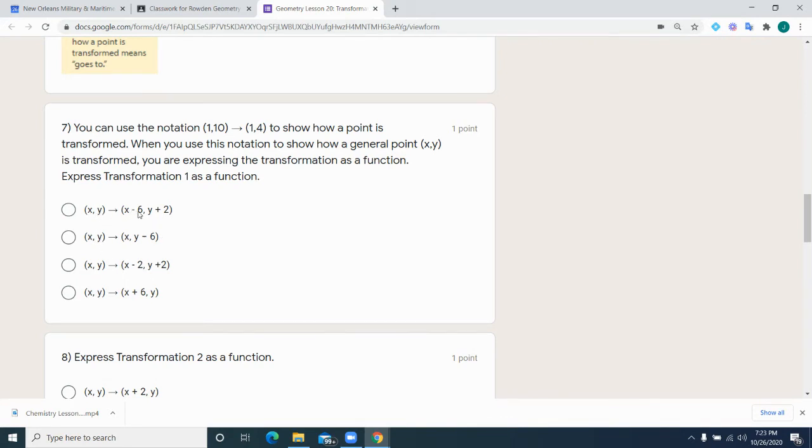So right here, x is going to get 6 smaller. Right here, it's going to go down by 2. Right here, it's going to go up by 6. This one, x stays the same. So far, the second option looks pretty good.